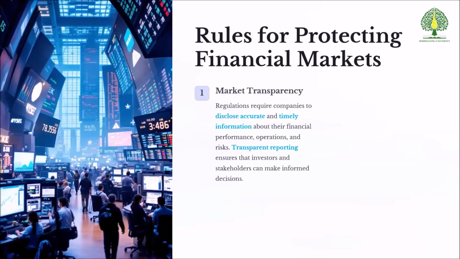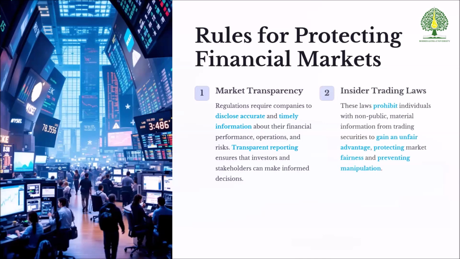So here are a few rules for protecting the financial market. First, market transparency. It is especially important for listed companies, public companies. Regulation requires companies to disclose accurate, timely information for the board and the shareholders. With transparent reporting, we can ensure trust, so that investors and stakeholders can make informed decisions, and that can develop more trust from the stakeholders.